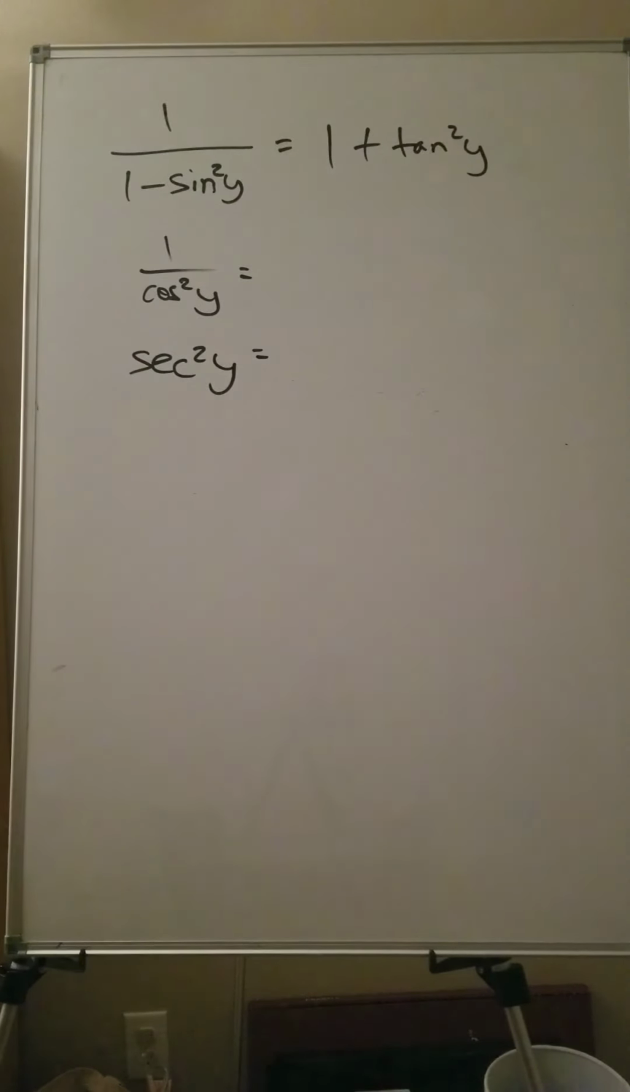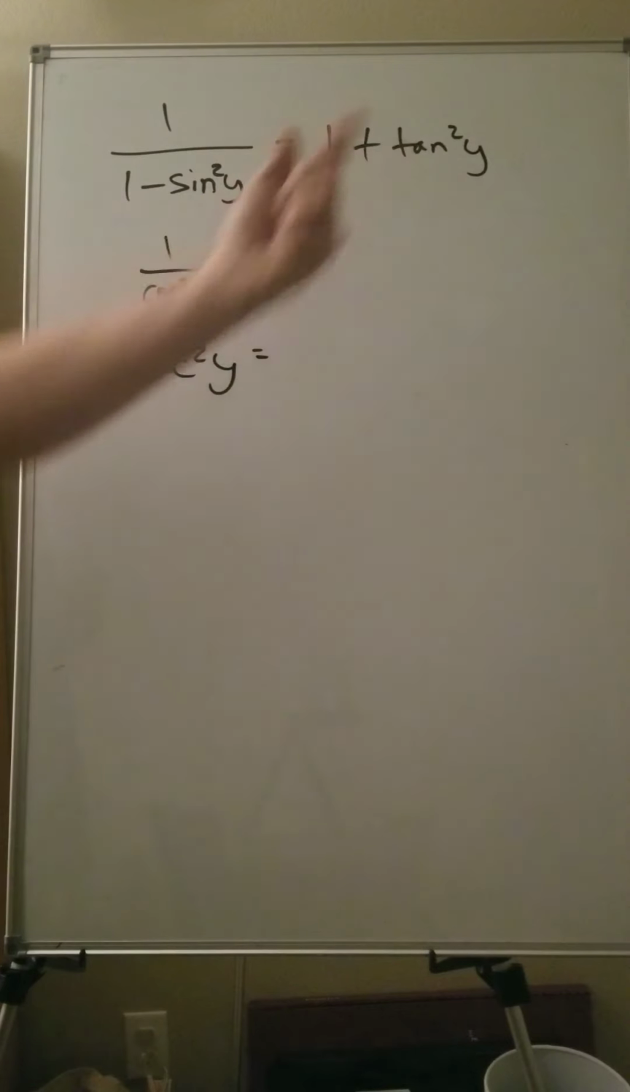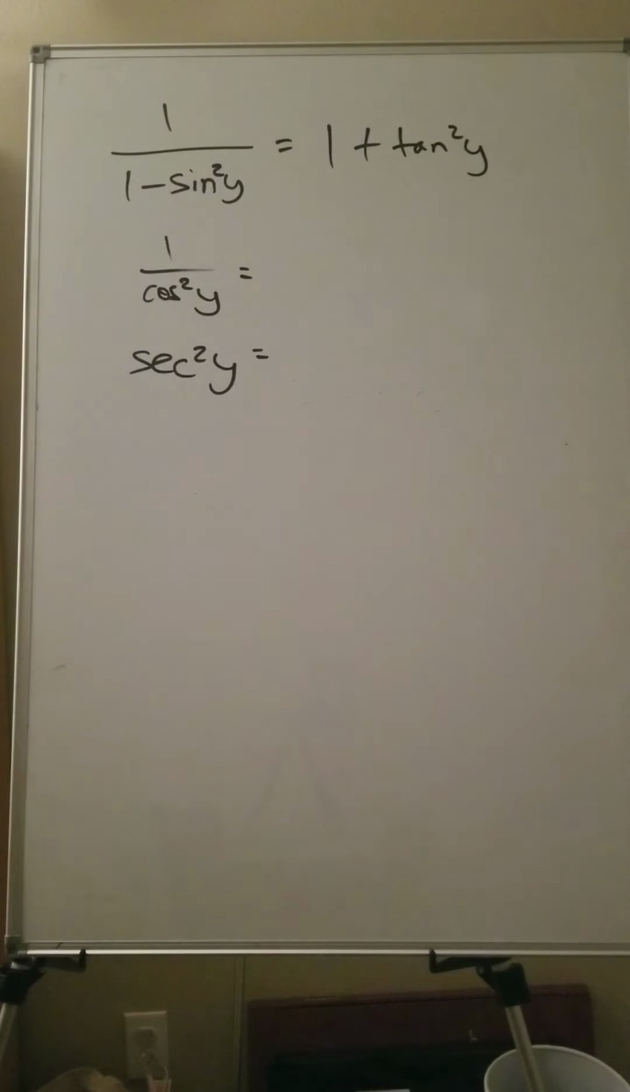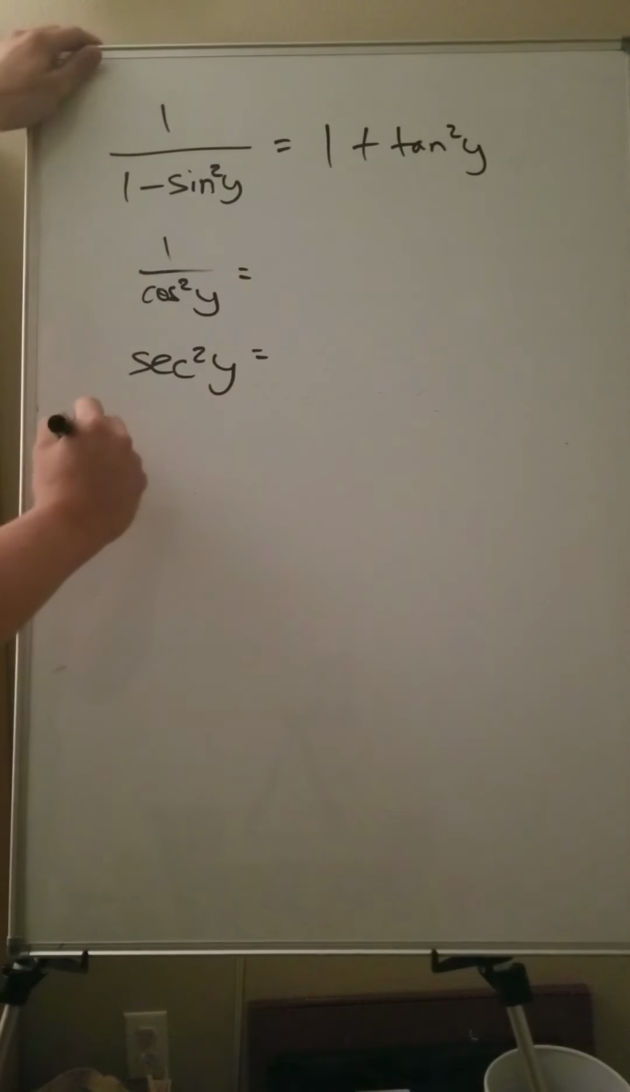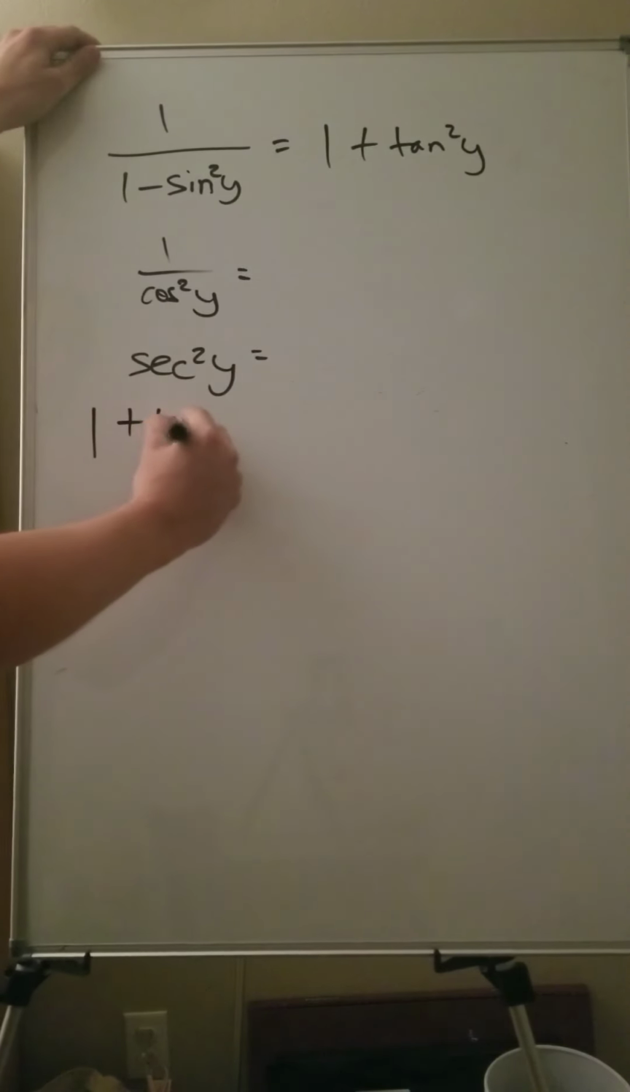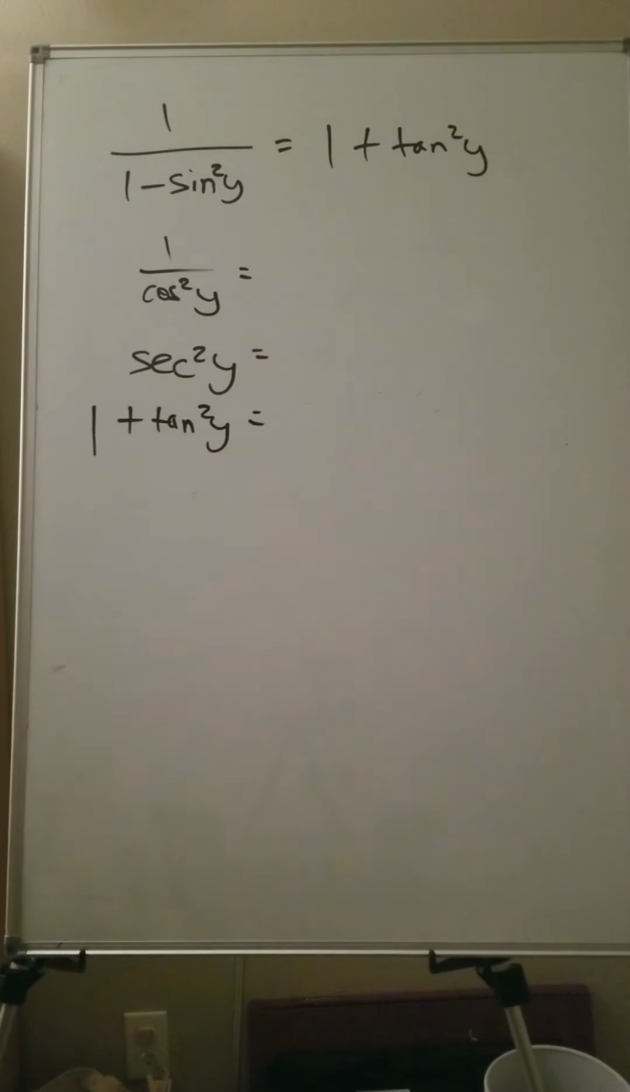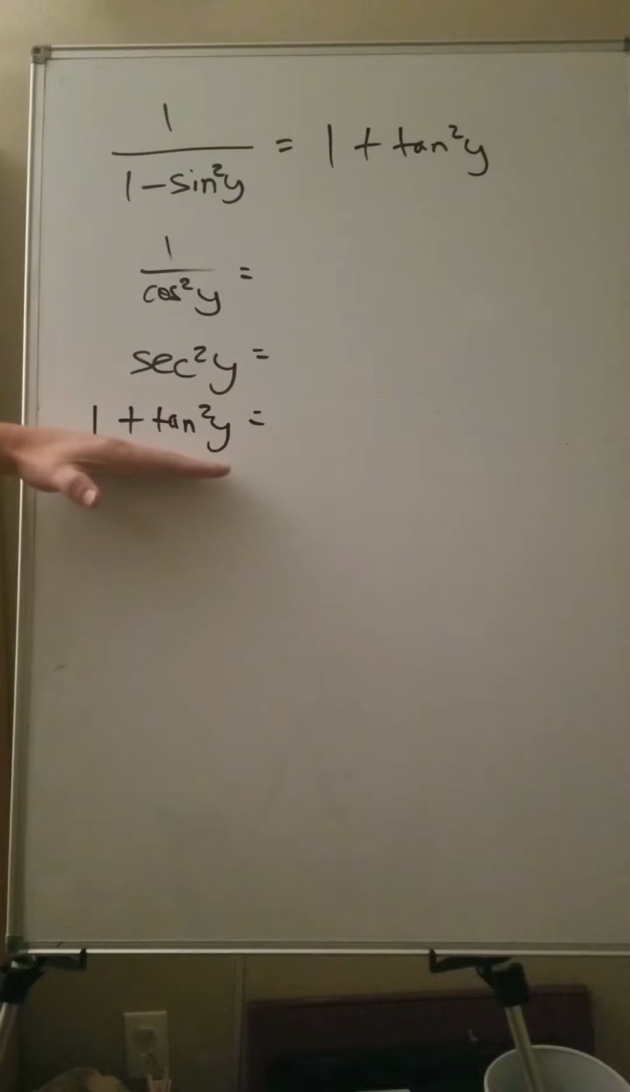Well, secant squared y is not what I'm trying to get on the other side. However, I have secant squared y, and I'm trying to equal 1 plus tangent squared y. Well, that's one of our Pythagorean identities. I know, just from our notes, that secant squared y is exactly equal to 1 plus tangent squared y. This is just an identity from our notes. Therefore, this is equal to that, and now I can stop. Okay, so if you got stuck on any of those, that's all there was to it.